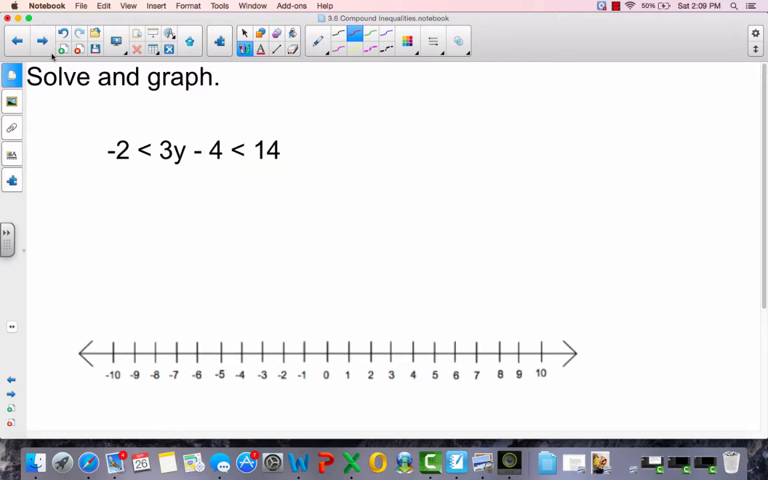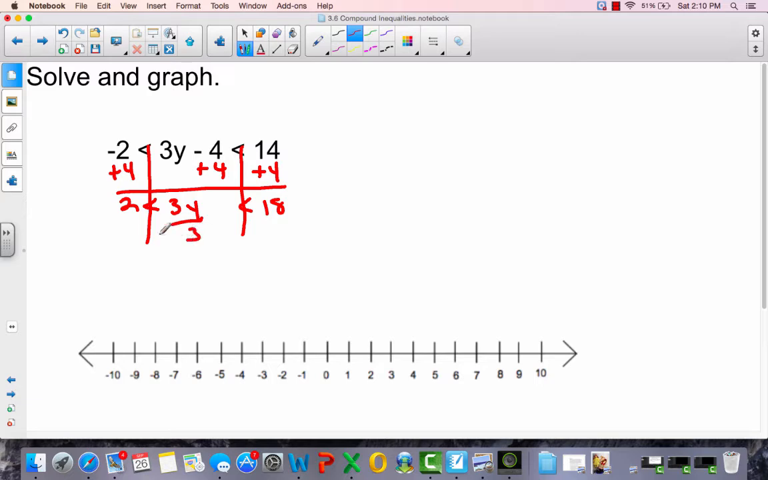All right, solve and graph. We've got negative 2 is less than 3y minus 4, and less than 14. So let's go. We put our lines down the middle. We add 4 to both sides. Well, all sides, not both sides, all sides. That gives us 2 is less than 3y is less than 18.